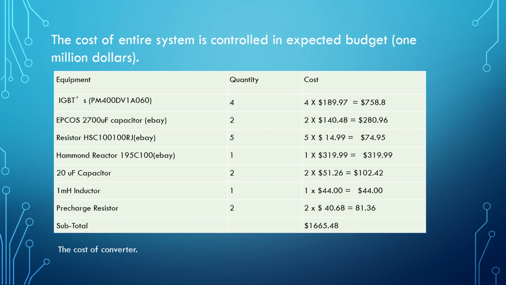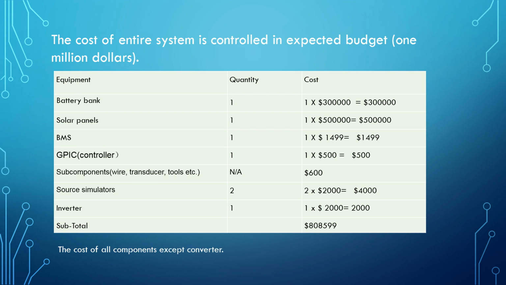This table is the cost of the converter, because the converter is designed by engineers, and these are the subcomponents we chose for the converter. The total cost is around 1,600. And next, this is the other component cost.